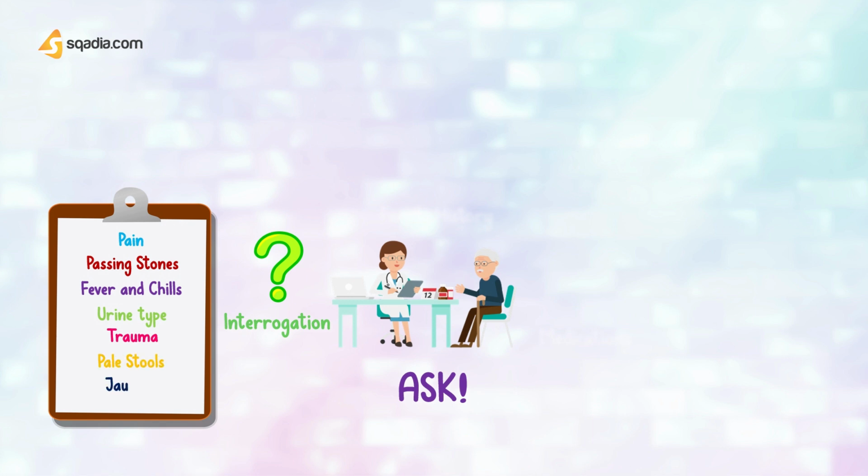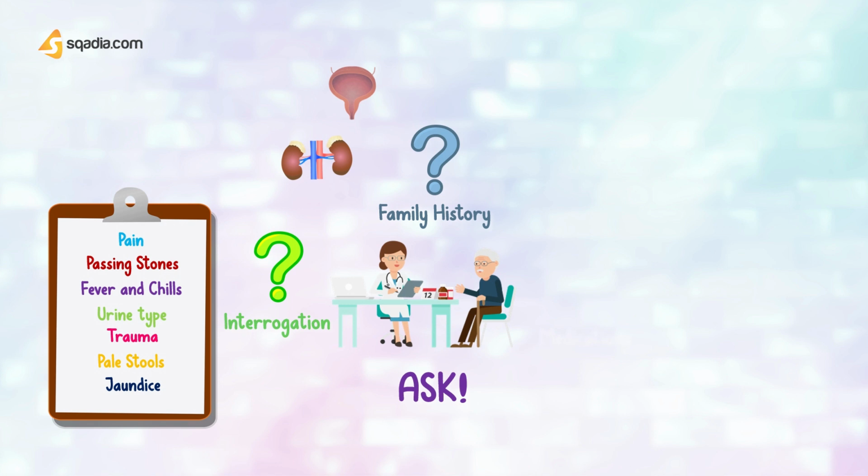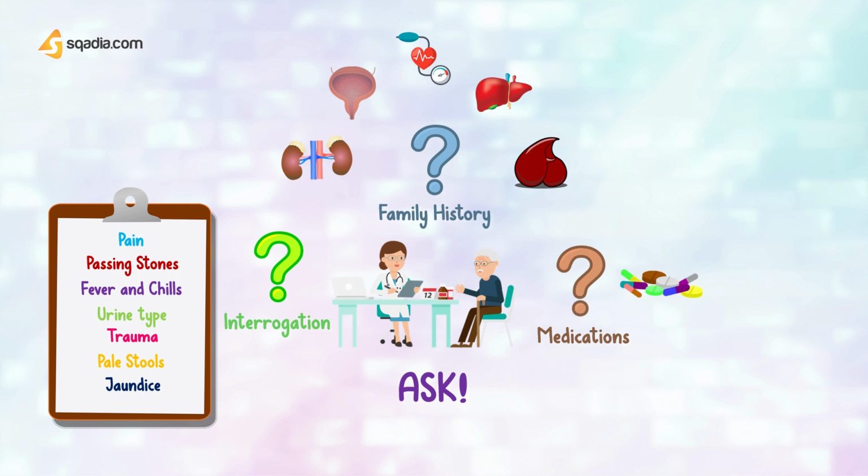pale stools, and jaundice. You can also ask if the patient has a family history of kidney stones, kidney disease, recurrent urinary tract infections, bladder or prostate disease, diabetes, neurologic disease, high blood pressure, liver disease, blood disease, sickle cell disease, or anemia. Do ask about administration of medications such as antibiotics, warfarin, or urinary painkillers such as pyridium.